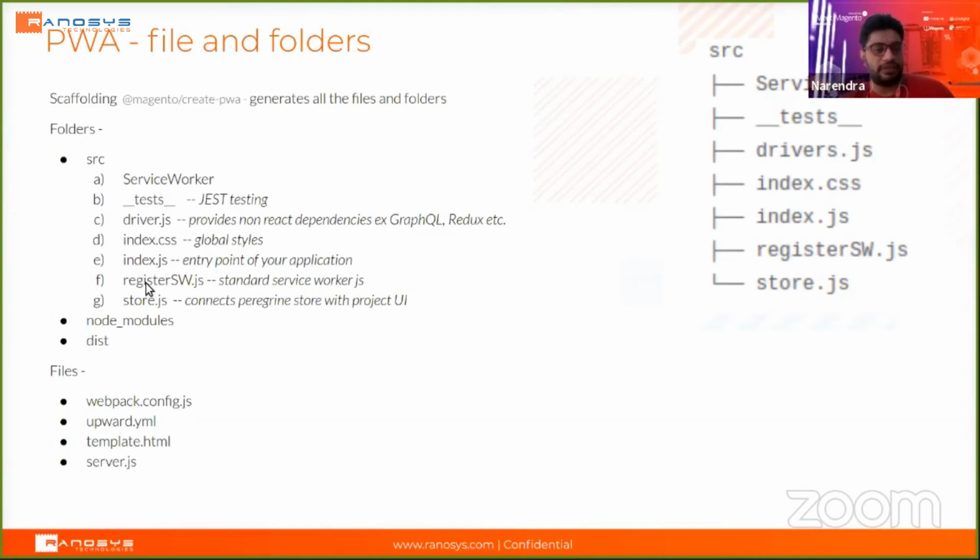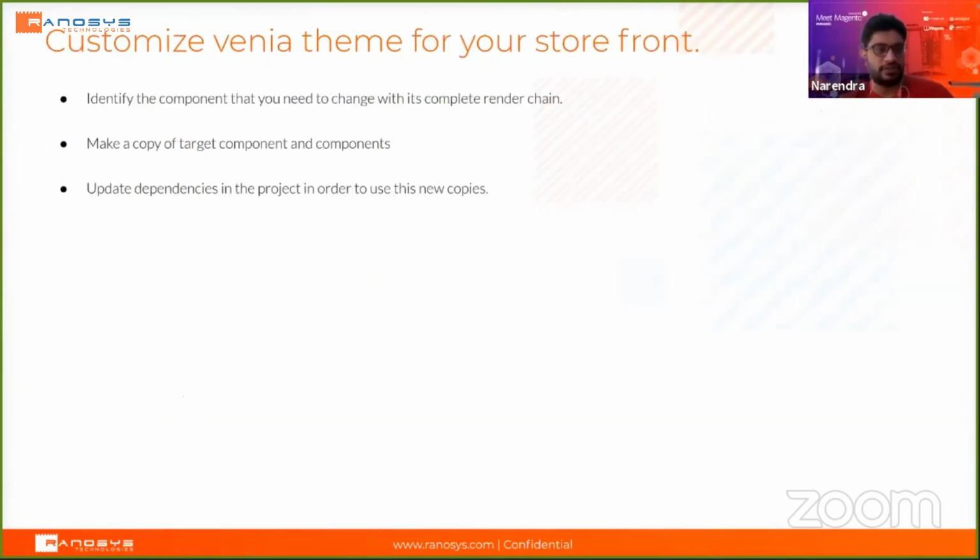Then we have the register service worker that standardizes the service workers. We have store.js. In node_modules, we have all the packages that come when we install the PWA. And in dist, when we run the build, the files are generated in this dist folder.